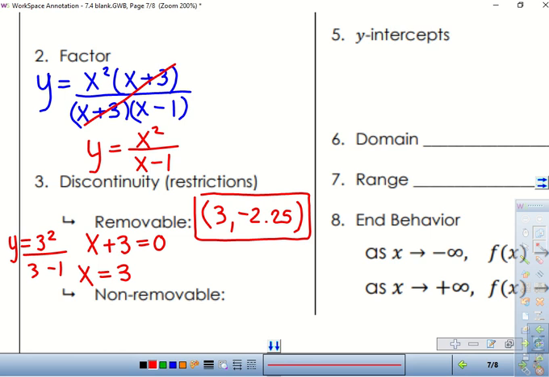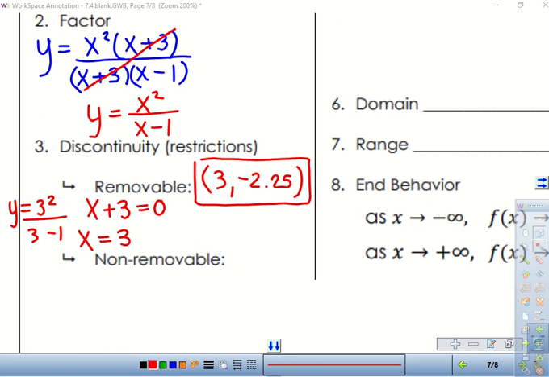And now our non-removable. So our non-removable is whatever we have left in our denominator after we simplify. So what's left in this denominator now? X minus 1. Good. So you're going to take that and set it equal to 0 to find your vertical asymptote. And that gives me a vertical asymptote of x equals 1.